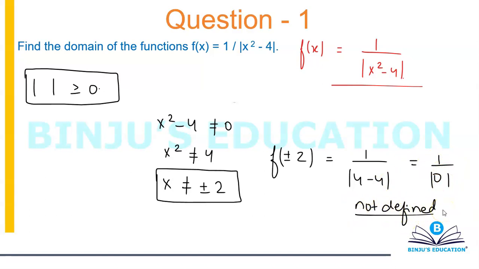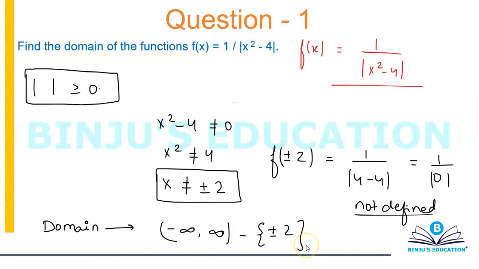So any other value of x apart from positive and negative 2 will be your domain. Because at positive and negative 2, my x square minus 4 is equal to 0 and mod of 0 is 0. So the domain of this function is any value from negative infinity to infinity apart from plus and minus 2. Because you can replace x by any other value apart from plus minus 2, you will always get a real value.